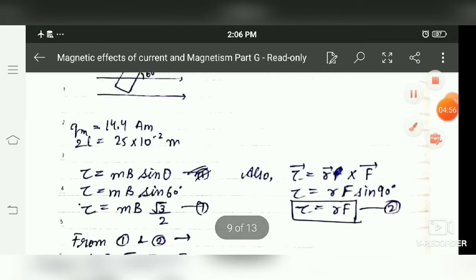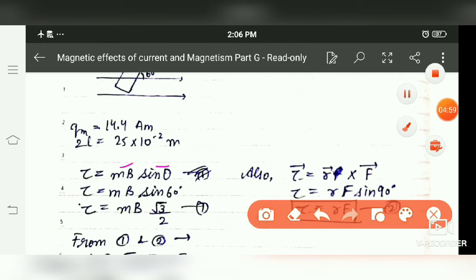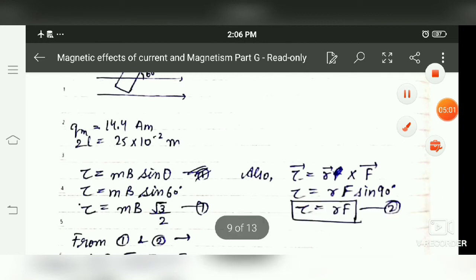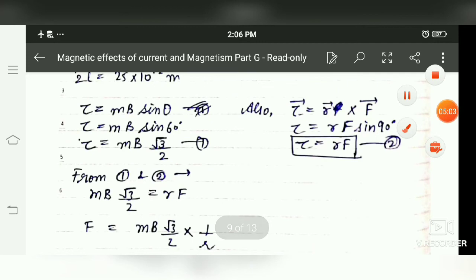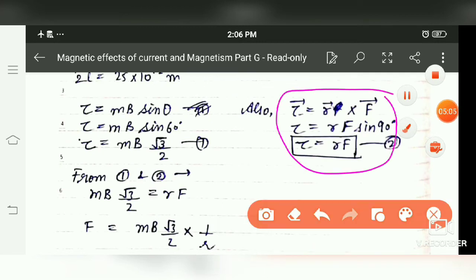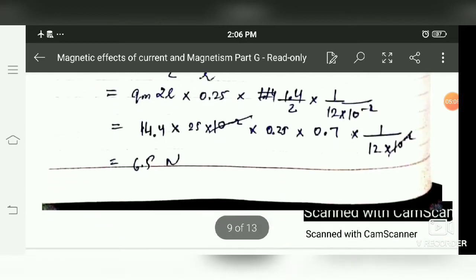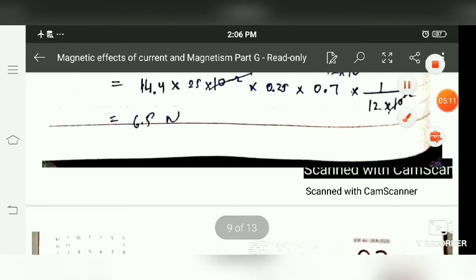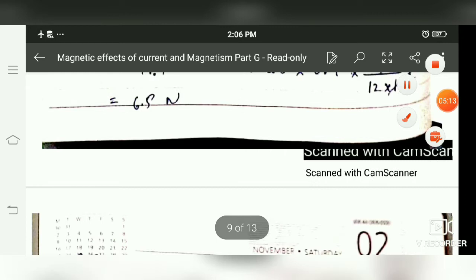So first we have to calculate tau. Tau is mB sin theta. Substituting the values of all, we get tau equals this. Other formula, tau equals rF. By comparing this and this value, you will get the value of force. This much force is required.